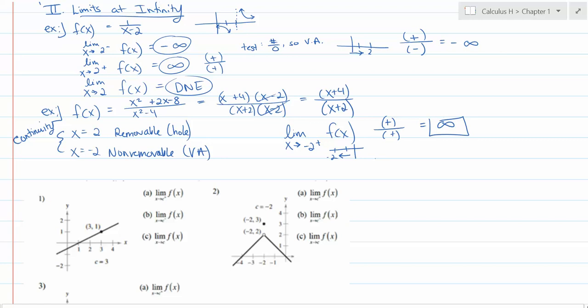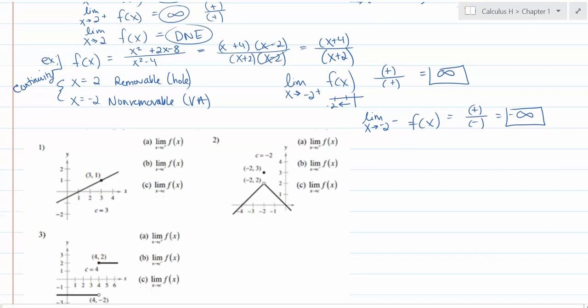Now, if I asked you to find the limit as x approaches negative 2 from the left-hand side of my function f of x, as you come from the left-hand side, maybe plug in negative 3, you would get, let's see, a positive number over a negative number, so we'd be approaching negative infinity.